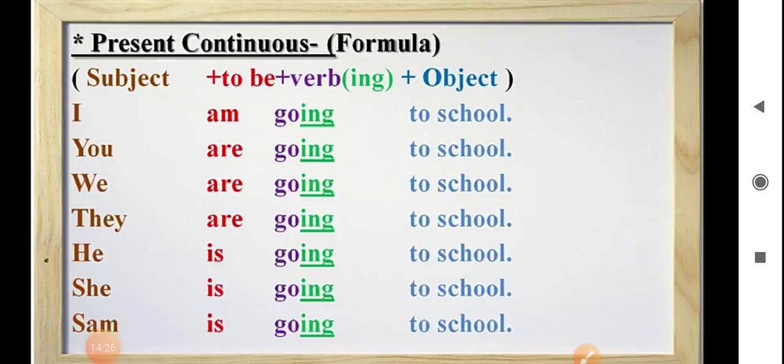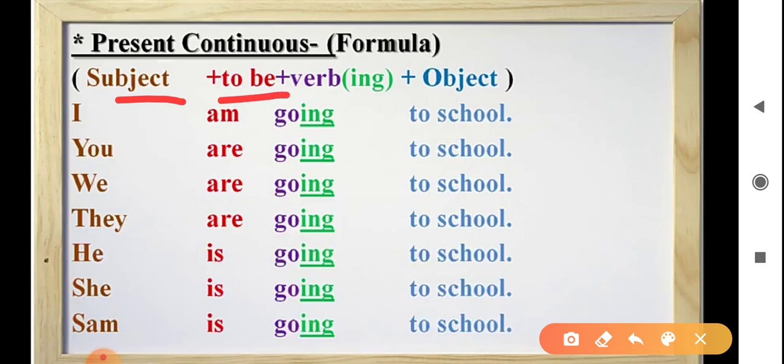Now, we will discuss the format of the present continuous tense. The format of present continuous tense is subject plus be form of the verb plus ing plus object. Now, what is the be form of the verb? Is, am, are, was, were are called be forms of the verb. As it is present continuous tense, we use is, am, are.